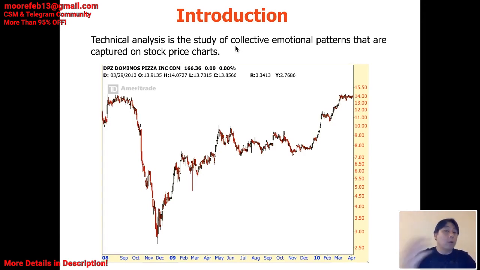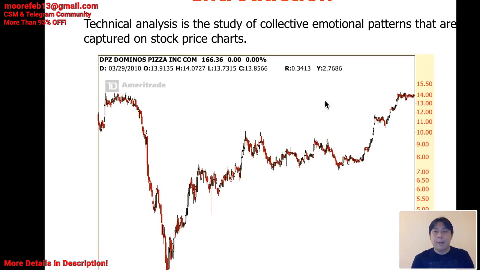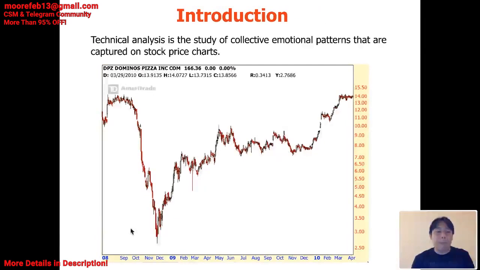Now, all we need to do is to be right more than random chance. We don't have to be right all the time. In fact, it's impossible to predict with certainty. All we need is a statistical edge in the markets. So take a look at this example. This is Domino's Pizza, for example. And it was selling at $14. Right over here. Okay? And what happened? Within a span of 4 months or 3 months, it went from $14 to $7. Right? How did it happen, right?